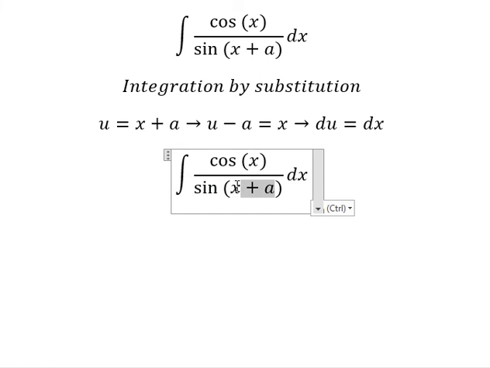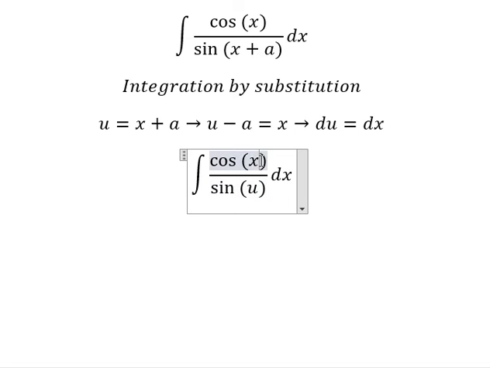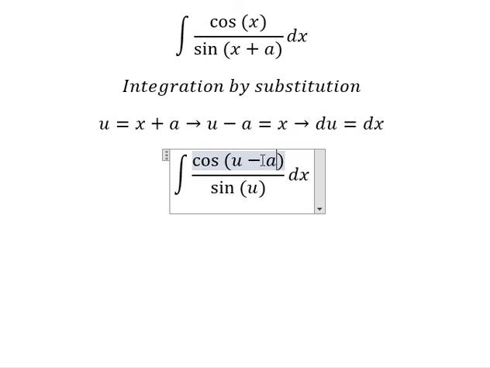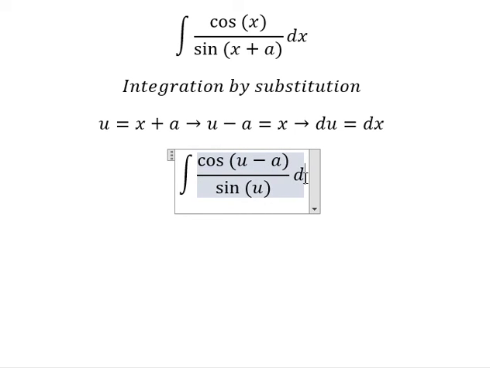This one we change by u. s we change by u minus 8. The s we change by the u.